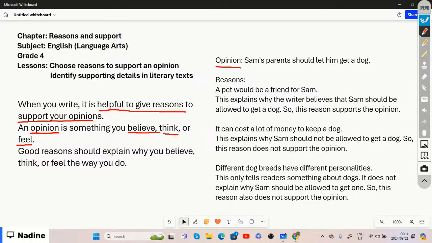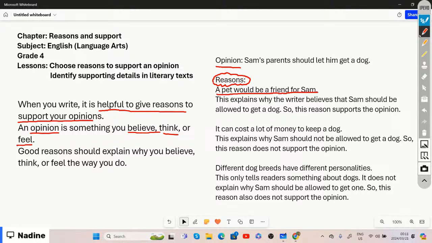And now, if we look at possible reasons as to why we think that Sam's parents should let him get a dog, the first reason is a pet would be a friend for Sam, which is the truth, because pets basically are a friend.